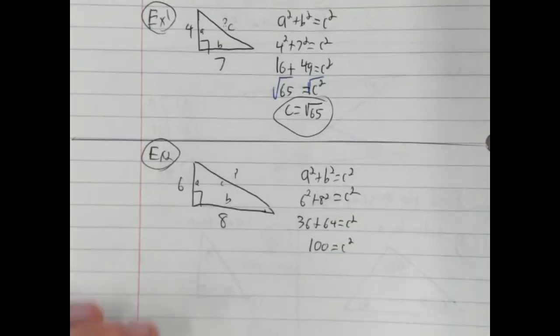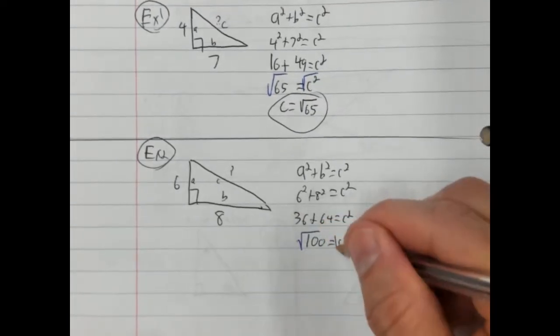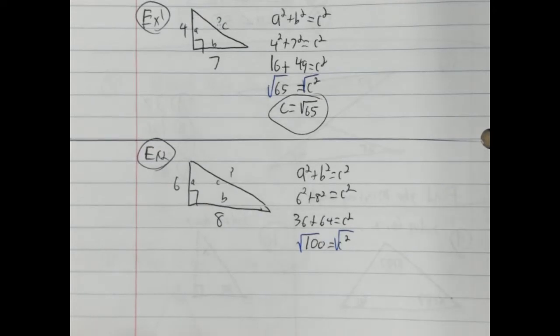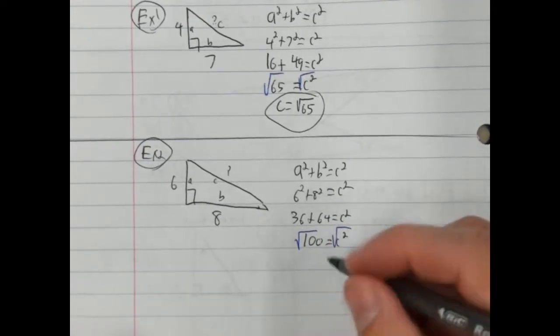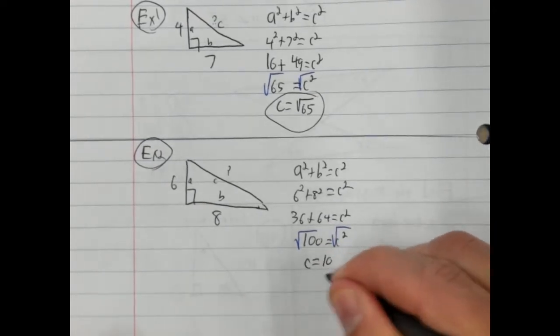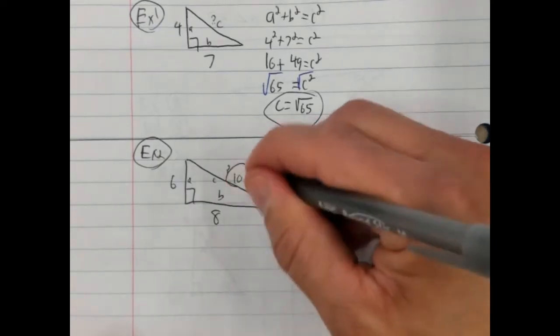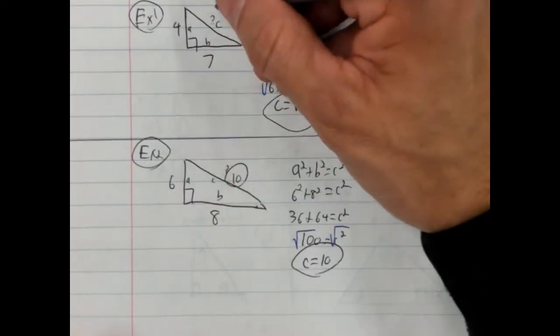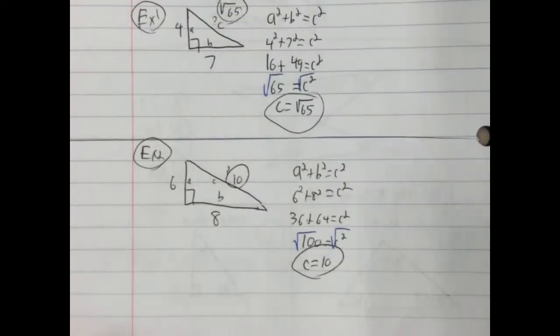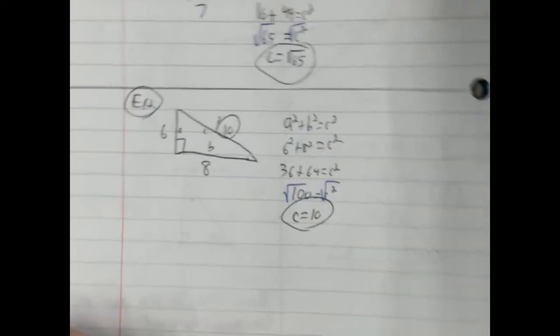And then we're going to do the square root of both sides. Now this is interesting. The square root of 100 is actually a perfect square. We know that the square root of 100 is 10. So c in this case is equal to 10. We don't have a unit of measurement here, it looks like. So, oh well. This is radical 65 up here. Okay. All right, cool. Let's try one more.